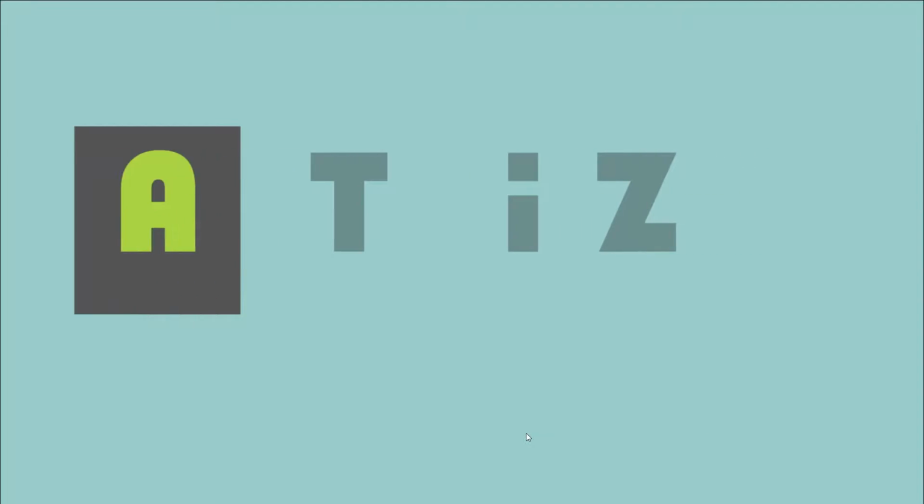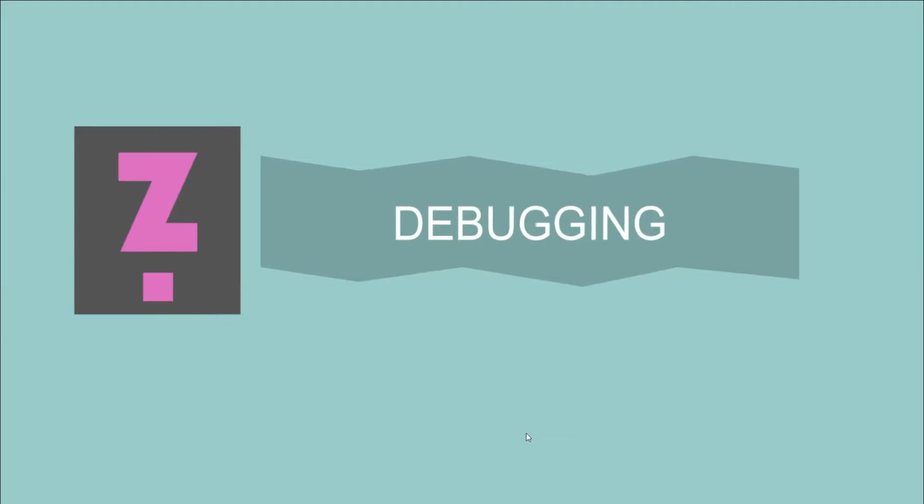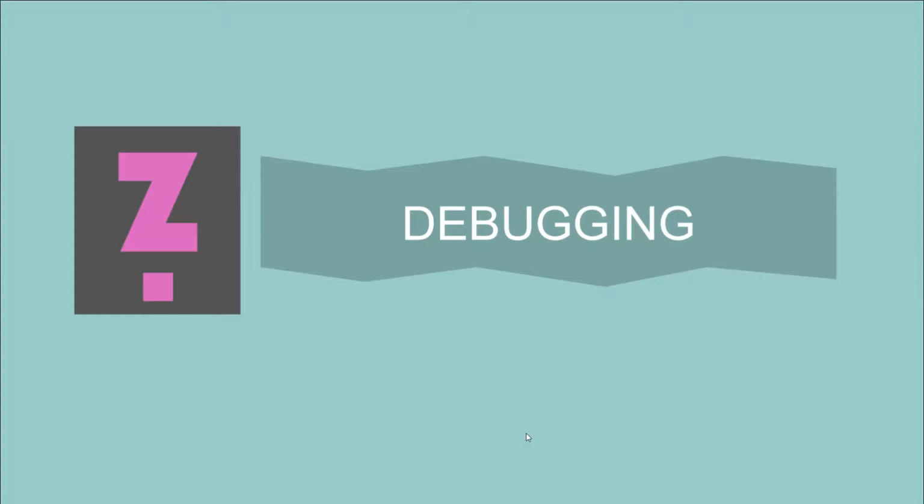What is debugging? Debugging is how you can solve problems when your code is not working. Let's take a look at some techniques. We'll pop into some code.